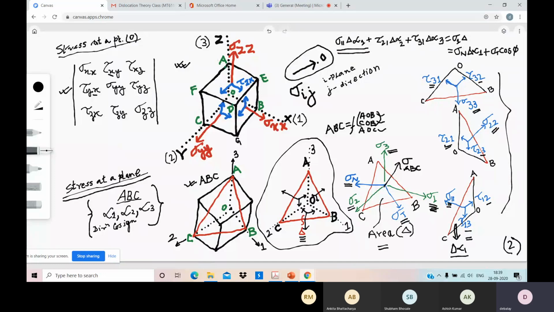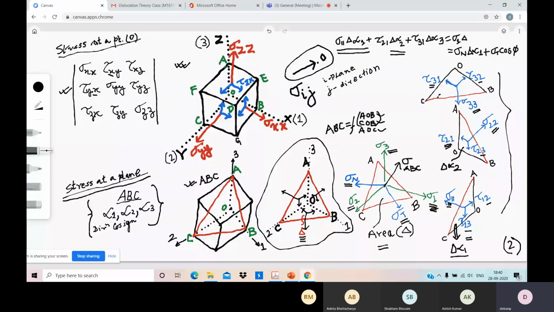Similarly, tau 21 is acting on the AOB plane, which is plane number 2. So the area of plane number 2 will be how much? If the area of ABC is delta, it will be delta alpha 2. The area of plane number 2 will be delta alpha 2. So you multiply that area to find the force contributed by tau 21 shear stress.